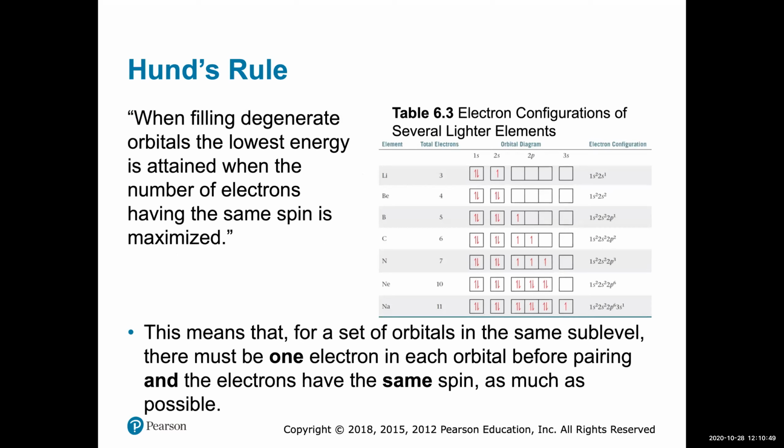Hund's rule tells us that when we're filling degenerate orbitals, the lowest energy is when all the electrons have the same spin. And so a good example of that is nitrogen, number 7 there, where the 1s and 2s orbitals are full, the 2p is not full, it's half filled. And instead of pairing up those electrons, we have them all drawn with the arrow facing up.